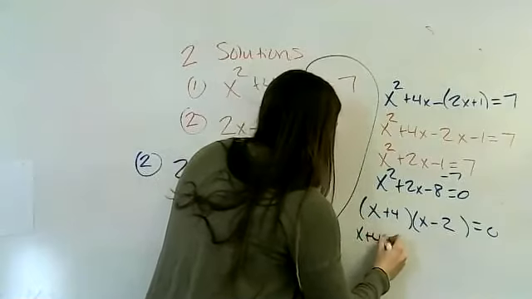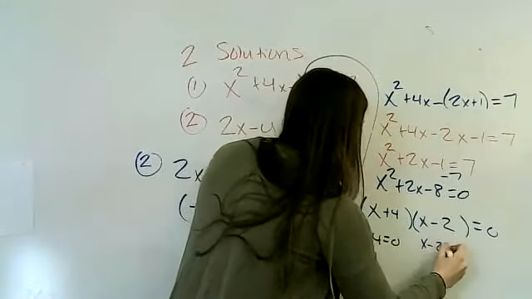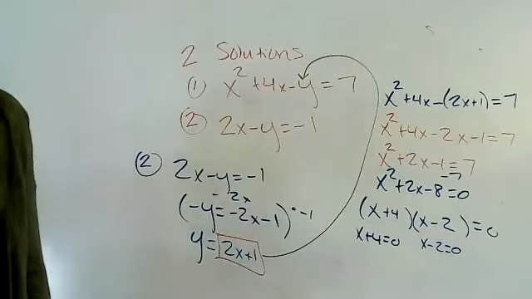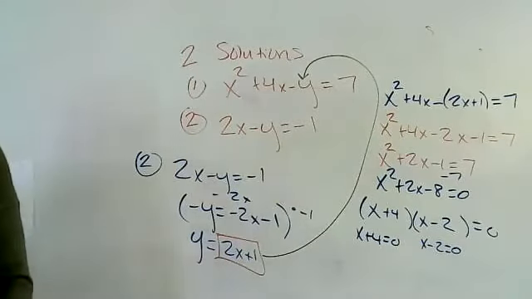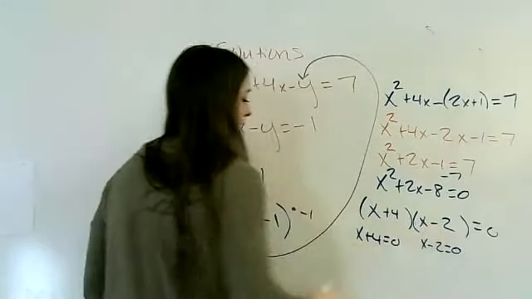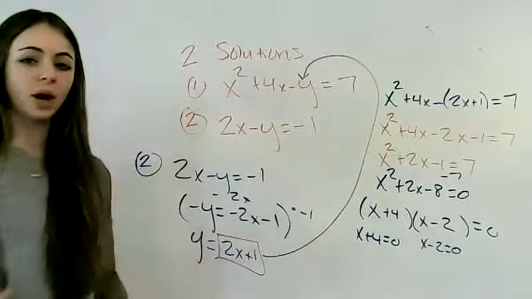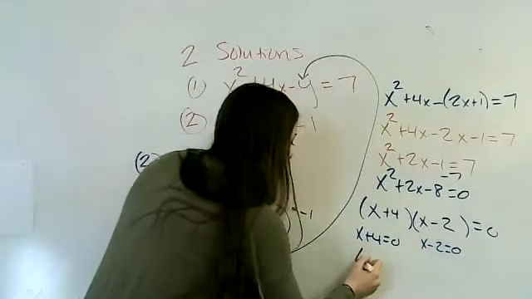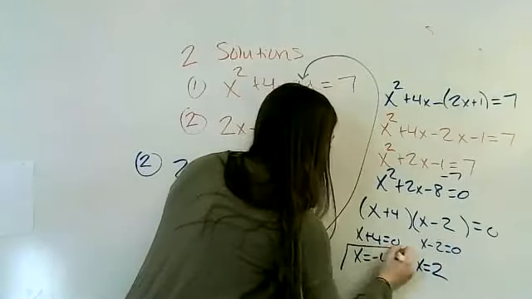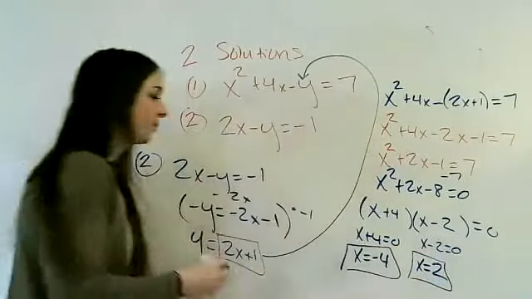Taking each of these and setting them equal to 0 now. Okay, this is where that two solutions part comes in. Because I have to take each of these parts, right? This is a solution that needs to be solved for. This is a solution that needs to be solved for. I'm going to have two x values, one being negative 4, the other being positive 2.